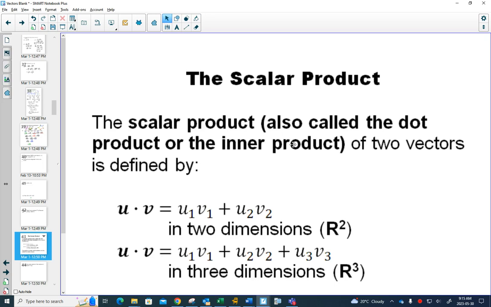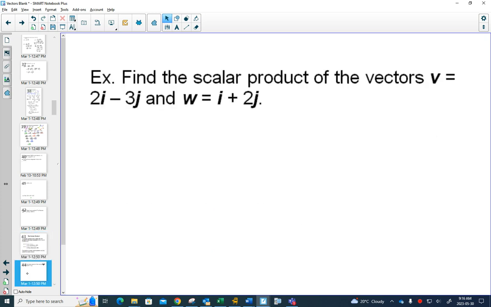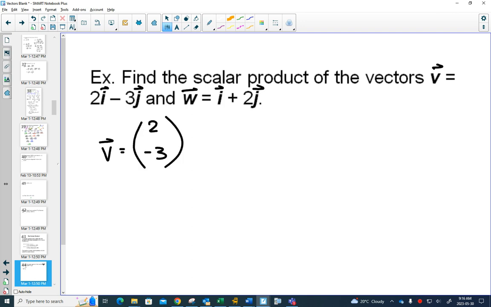But to start off with, if you write both of these vectors, again, practice by putting the arrows over top of everything that's a vector. So right now, our vectors are written in terms of unit vectors, but I can rewrite V as a column vector, and I can rewrite W as a column vector.